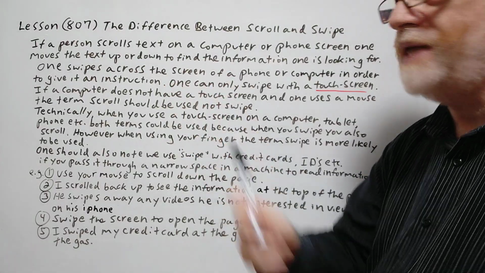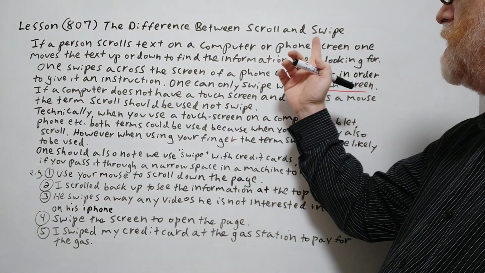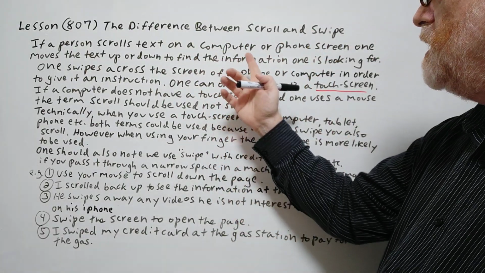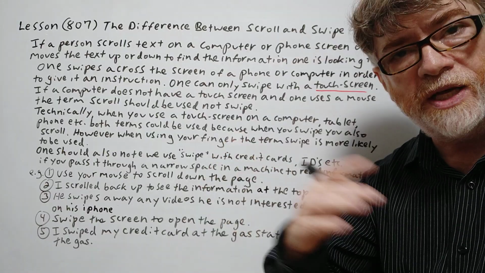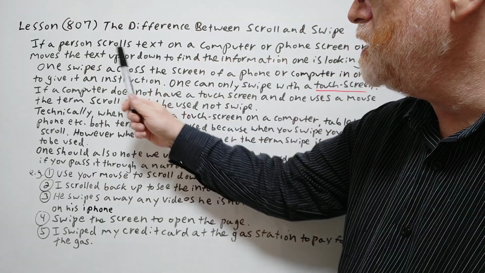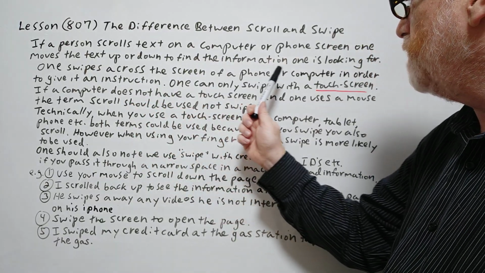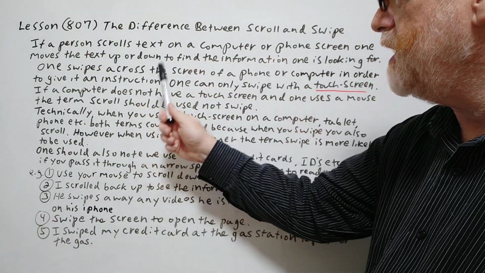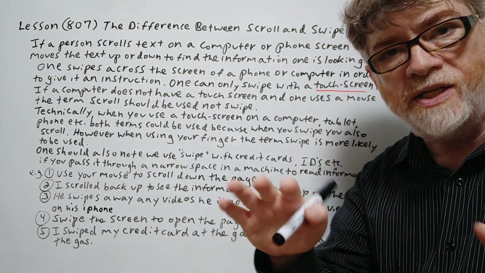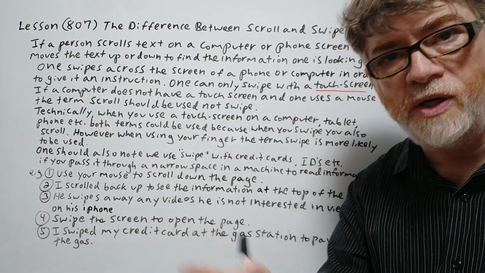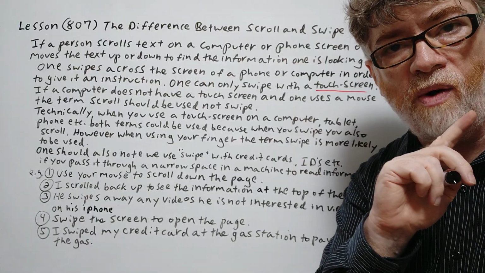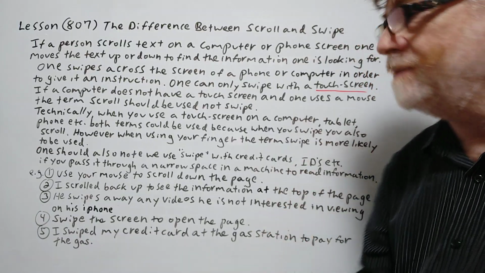If a person scrolls text on a computer or phone screen, one moves the text up or down to find information one is looking for. So that's why we often say that we scroll up or down a page. One swipes across the screen of a phone or a computer in order to give it an instruction. So here you can see there's clearly a lot of situations where there's crossover between the two. However, there are other situations where one should be used or one is more commonly used than another.